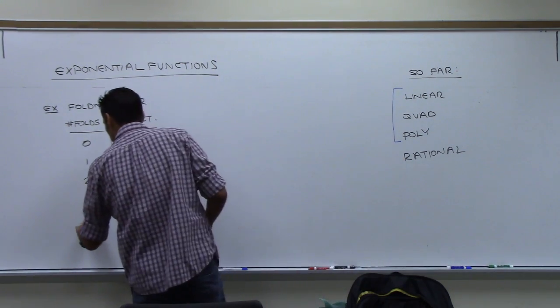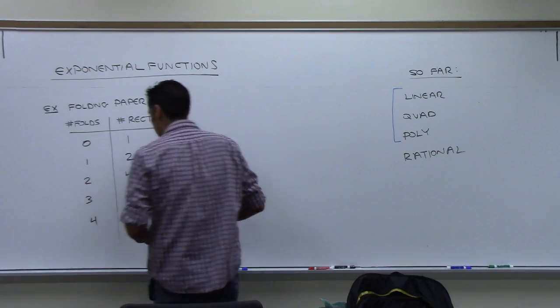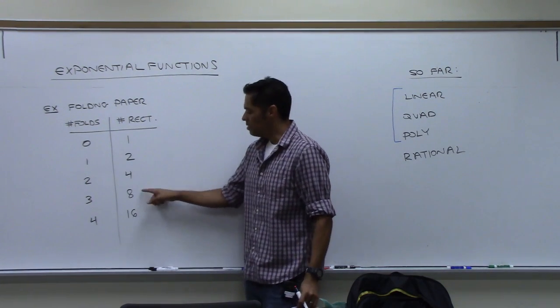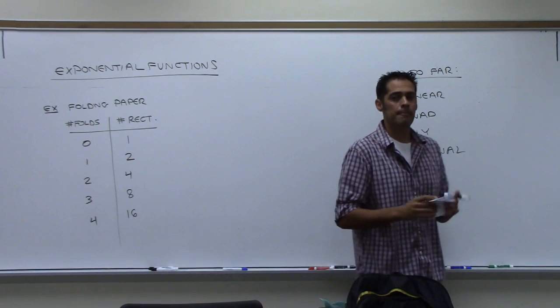So what's happening every time I fold it? It's doubling, right? It's multiplying by 2. So the next time I fold, I should get how many? 32.